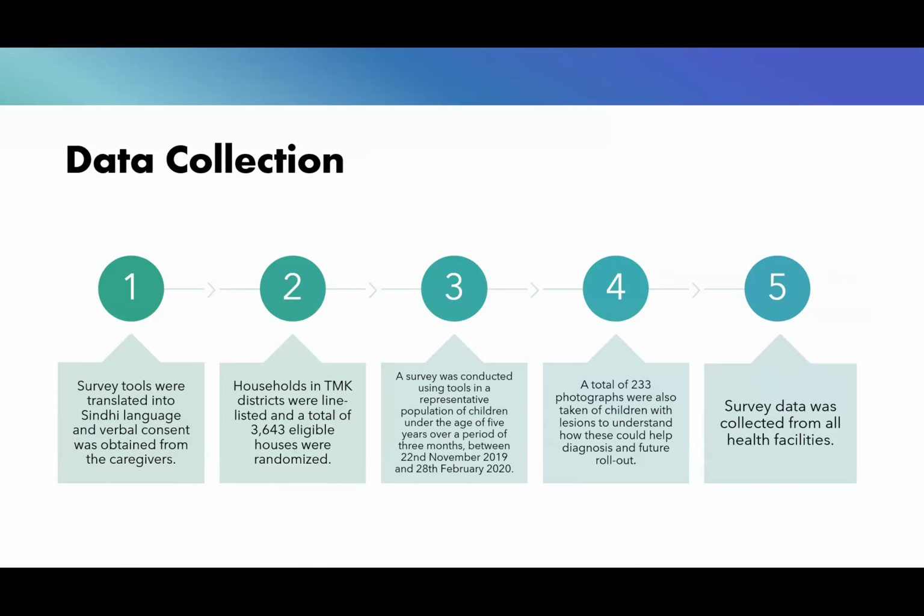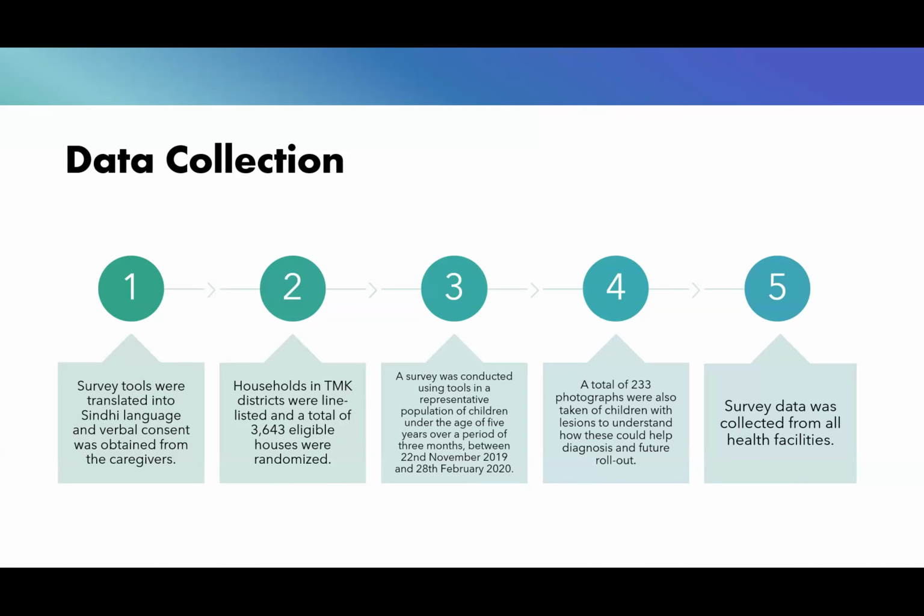So we collected the data. The survey tools were translated into the Sindhi language, which is the language spoken in that rural district, and verbal consent was obtained from the caregivers. Households in the Tando Mohammad Khan district were line listed, and a total of 3,643 eligible houses were randomized. We will discuss further in the question and answer session how we randomized that. The survey was conducted using these tools in a representative population of Pakistan, in children under the age of 5 years, over a period of 3 months.